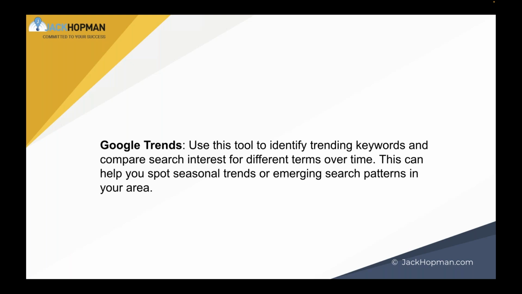Google Trends. Use this tool to identify trending keywords and compare search interest for different terms over time. This can help you spot seasonal trends or emerging search patterns. You know what I use Google Trends for?